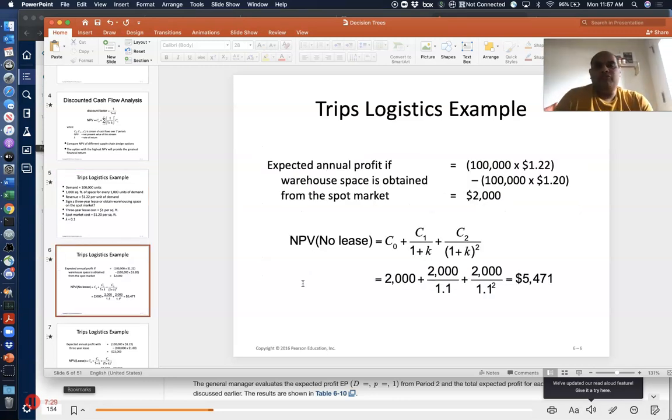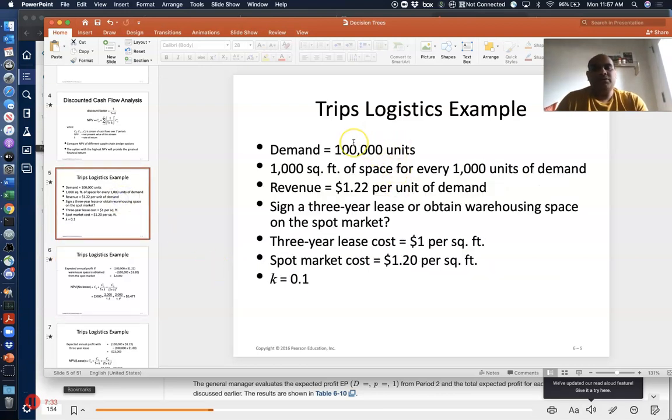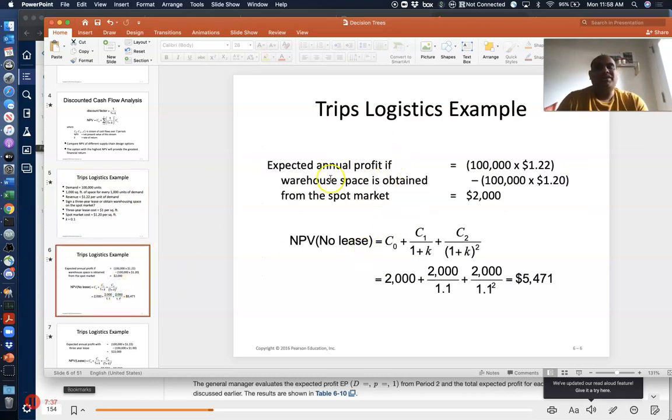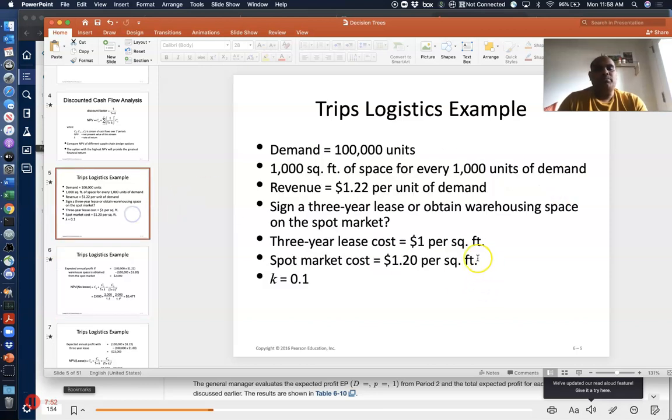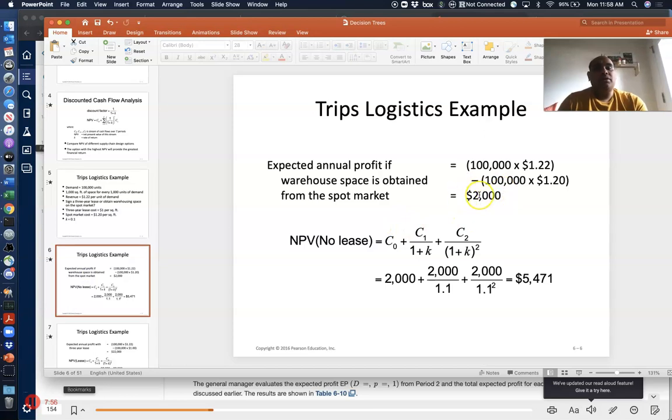Okay, so if you're just buying everything in the spot market, we know that our demand is 100,000 units, so that's a fixed amount of demand, exactly 100,000 units. So what is the annual profit that you make per year? 100,000 units, you're selling it at $1.22. The warehouse space, if obtained, is 100,000. So the cost is 100,000 times $1.20, because that's what you're paying for the spot market price. So you'll make about $2,000 per annum.